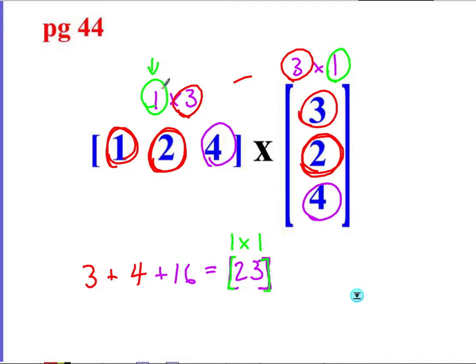And so that is always going to be true every time you multiply matrices. The rows of the first matrix and the columns of the second matrix are going to give you the dimensions of the product of the matrices.